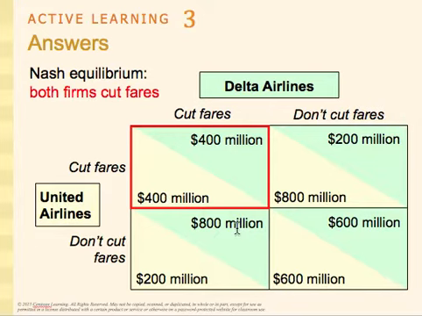So that's on the cut fare side. Both decisions are cut and dry. The dominant strategy for Delta Airlines is to cut fares. Both have higher payoffs than the alternative.